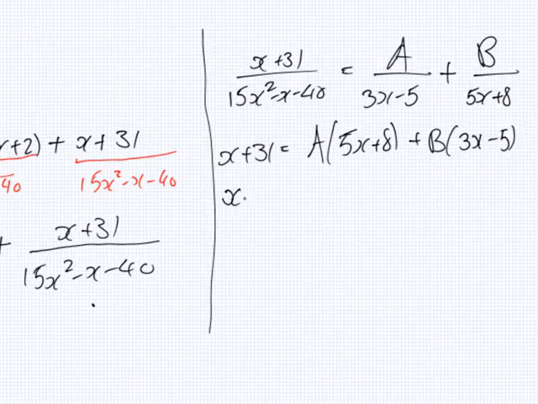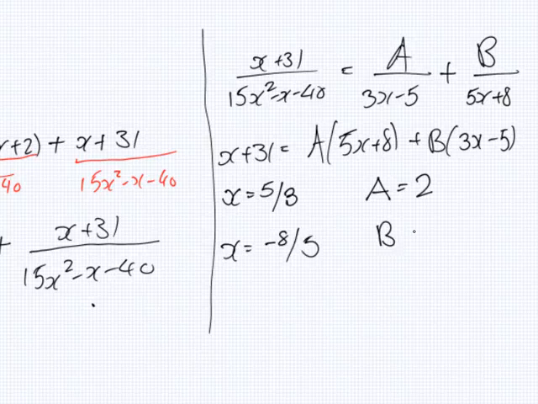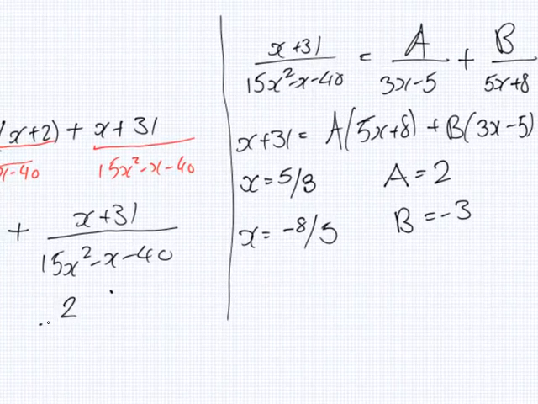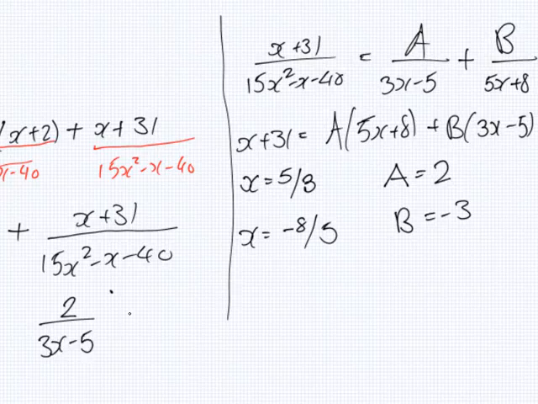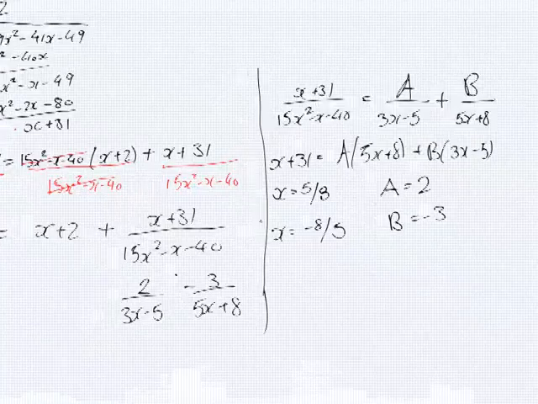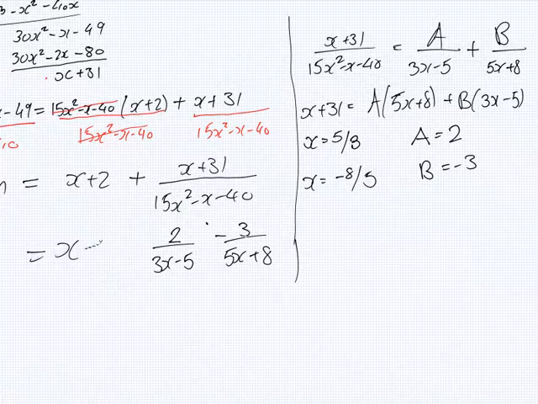So let me see, I should put x equals 5 over 3 first. And what do you get? Do you get a nice A for this? 2. Oh, very nice. And then next, x should equal minus 8 over 5. And what do you get for B? Minus 3. Great. So here, this is 2 over 3x minus 5. And this one here is minus 3 over 5x plus 8. So the final answer is here, x plus 2 plus that. This is the final answer.